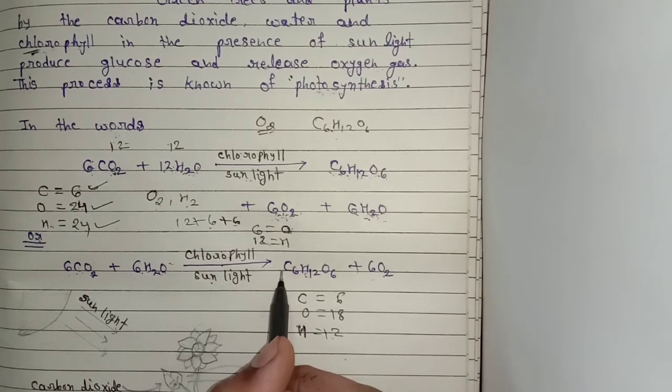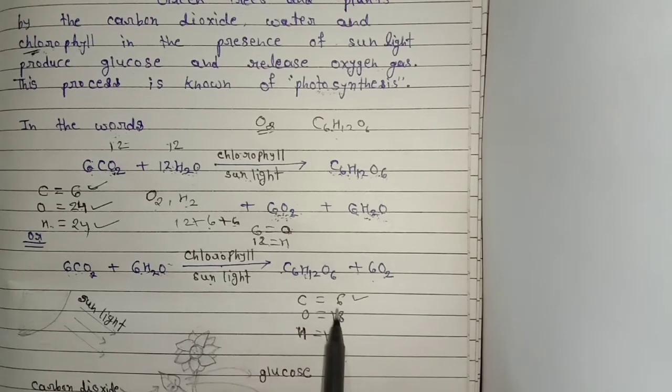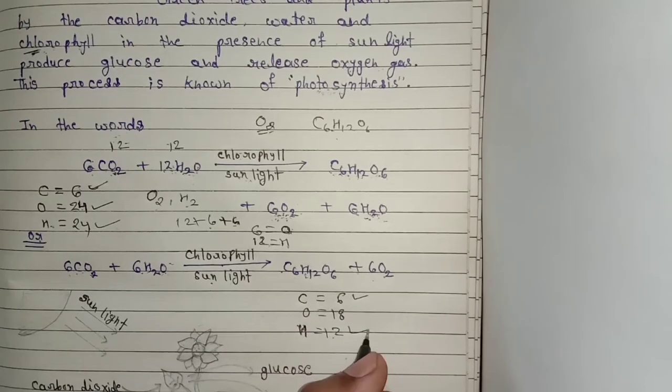Okay, how many hydrogen atoms are present here? Basically the total number of hydrogen is 12. So let's understand whether this equation is right or wrong.